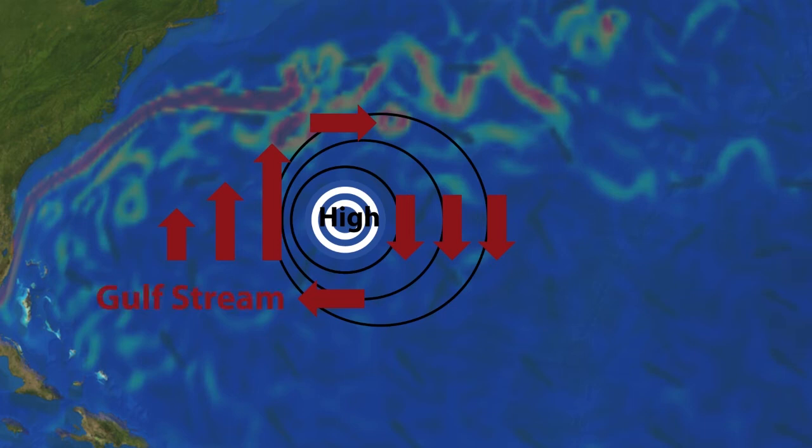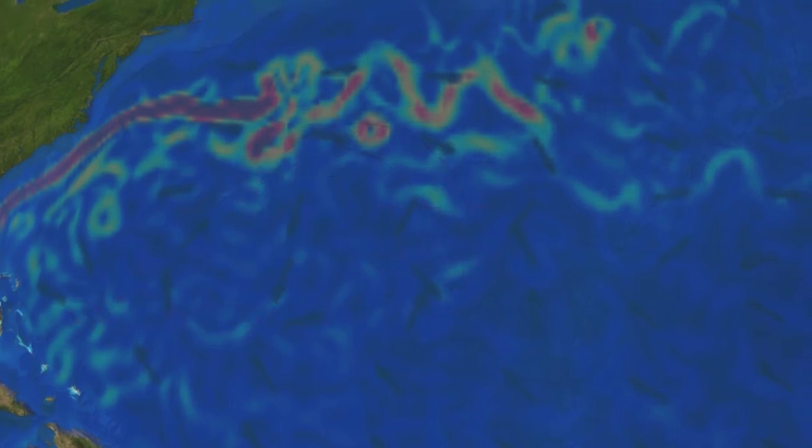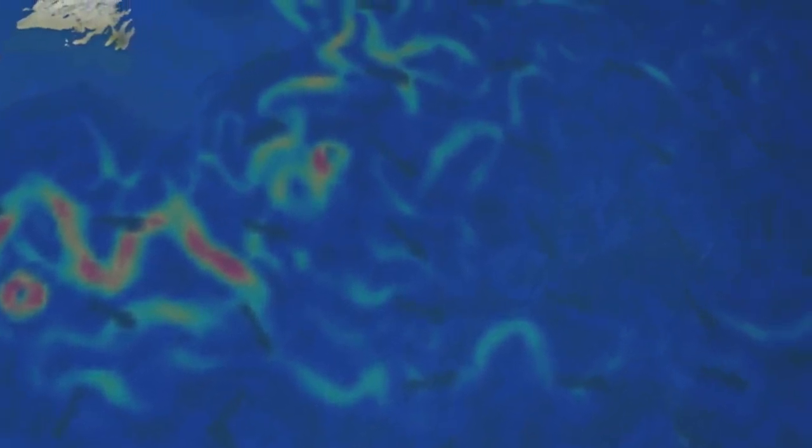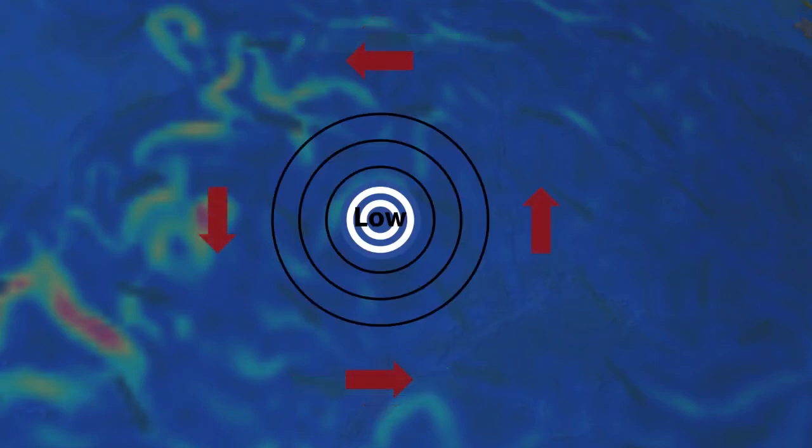Similar gyres also form in other ocean basins, as we've discussed above. If we look at the subpolar gyre, which is located to the north of the North Atlantic gyre, we find that the southern boundary of the gyre is forced by the westerlies, and the northern boundary at about 60 degrees north is forced by the polar easterlies. In this case, Ekman transport results in a low-pressure system at the center of the gyre. The resulting geostrophic flow is counterclockwise around the low.